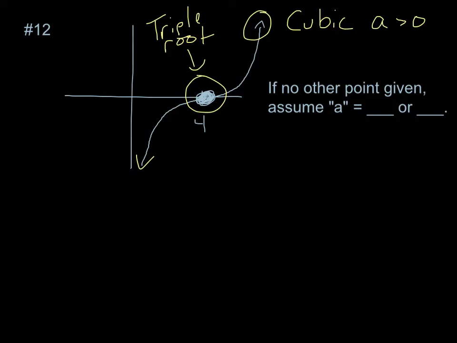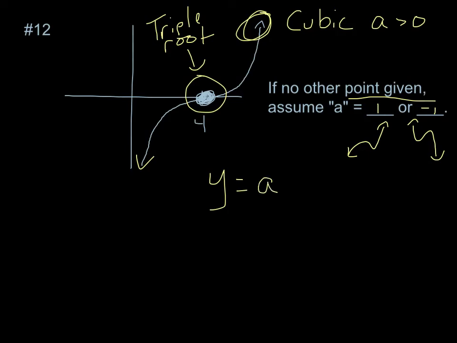Now, on this problem, I didn't give you another point. No other point was given. So just assume A is either 1 or -1, depending on if it finishes up or if it finishes down. Ours finishes up, so A is +1. Here we go. I'm going to just use Y instead of F of X. I like to change it up every now and then.